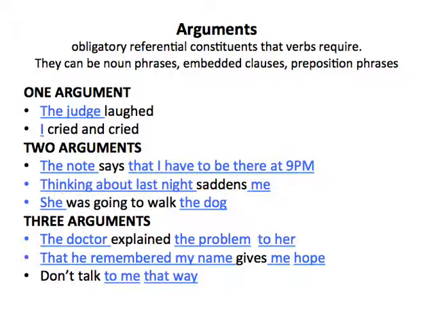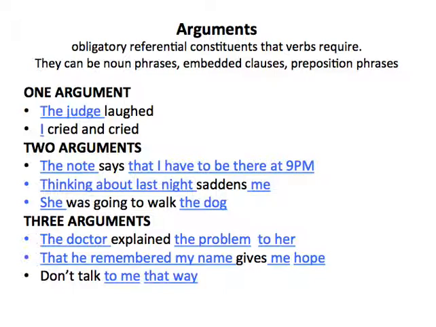Notice the verb is repeated, but we're not looking at verbs, we're looking at the necessary obligatory constituents that verbs have to have. If we look at two arguments, what we see here are transitive verbs, where the verb has an object. The note says that I have to be there at 9 o'clock. Thinking about last night, okay, that's the subject, saddens me. Okay, so the me and the thinking about last night constitute two arguments. She was going to walk the dog.